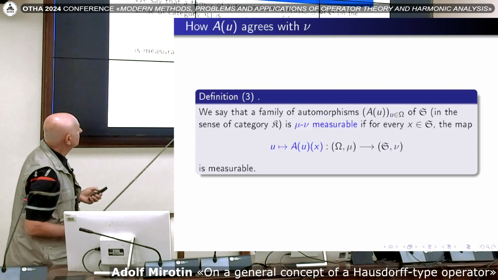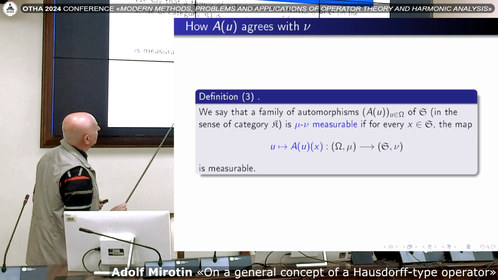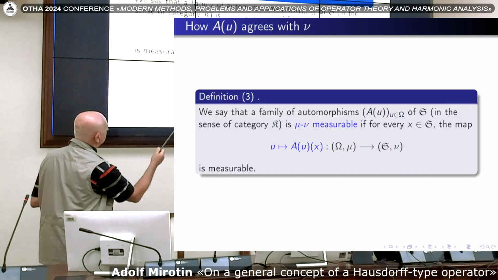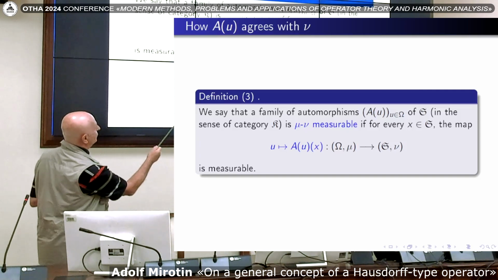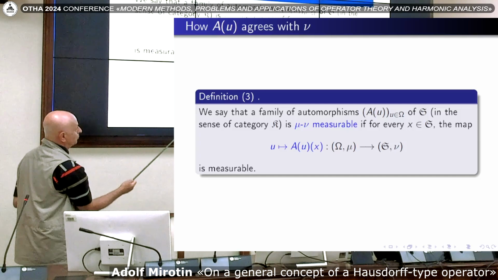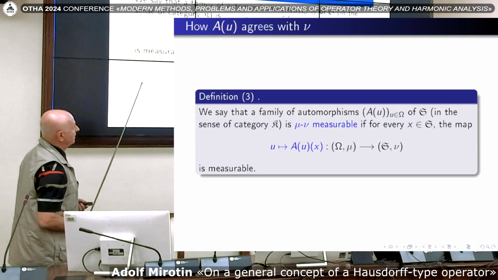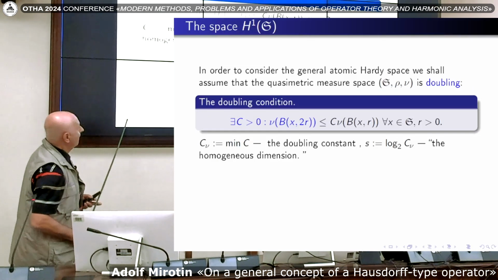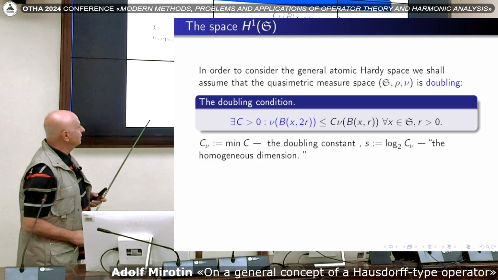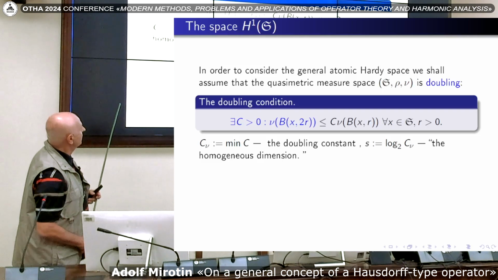And the last definition, of how our set of automorphisms agrees with measure mu: we say that this set of automorphisms is mu measurable if for each fixed point x, the function A of U of x is measurable as a map from the measure space omega, mu to the measure space S, nu. So I want to present the result about the boundedness of our general Hausdorff operator in the atomic Hardy space in the sense of Coifman and Weiss.